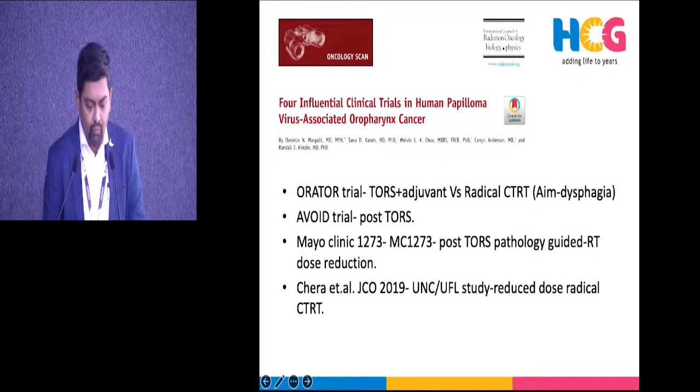Now, what they have done: ORATOR, we all know, is TORS plus adjuvant versus the radical CTRT. Keep in mind the aim was dysphagia in this. Then the AVOID, which is a post-TORS scenario of avoiding the primary site radiation. Then the Mayo Clinic trial is again post-TORS, with pathology guided radiation and radiation dose reduction, and the UNC UFL study with reduced dose radical chemoradiation.